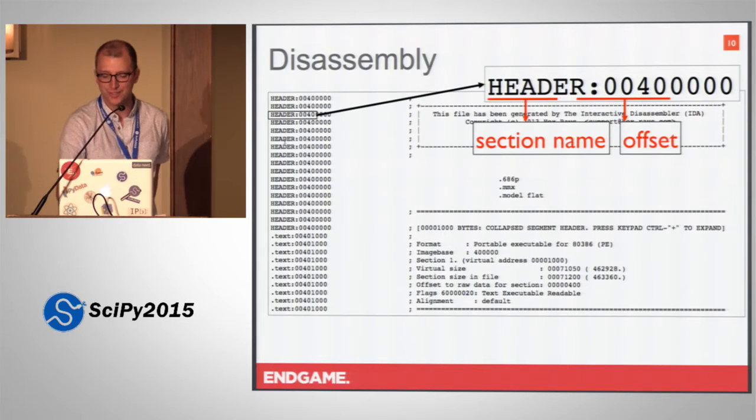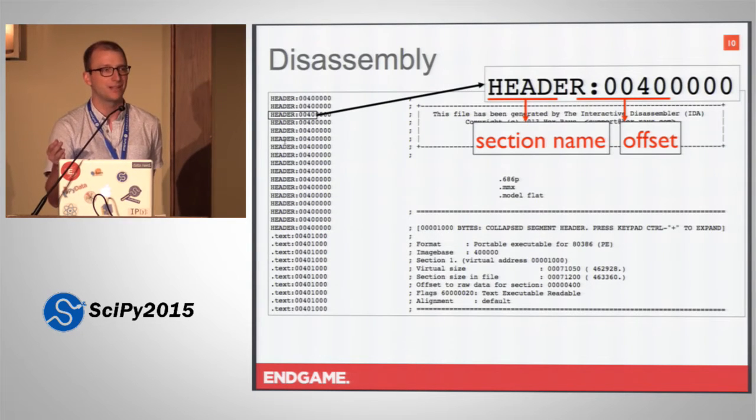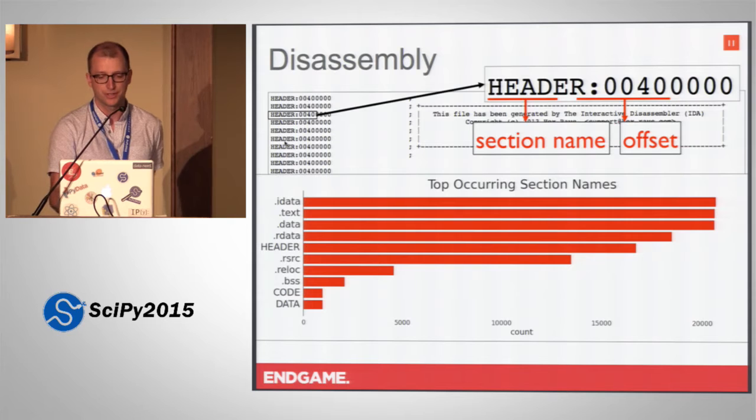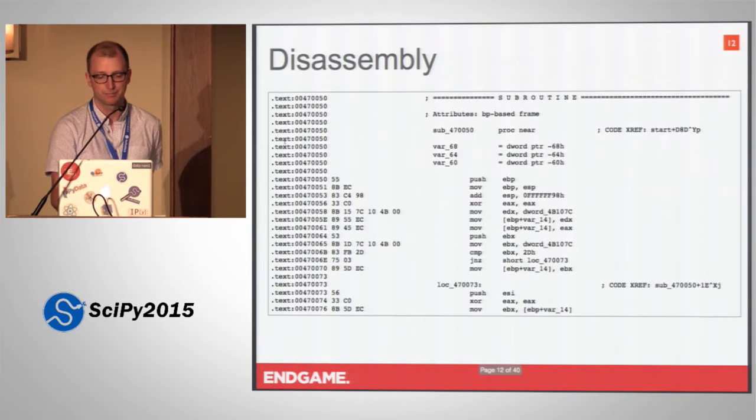Section names. Each PE file has a certain number of sections, and you can see those here in this disassembly file. Here are the top occurring section names, and good reverse engineers will probably recognize those common section names.